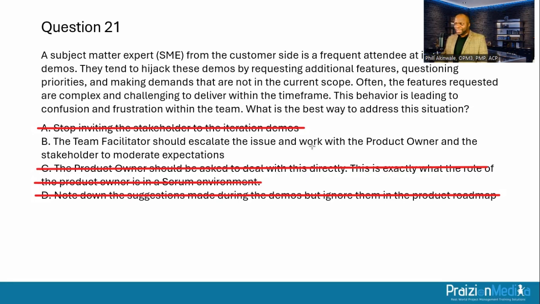The best option is B. Okay. So one of those, you really have to think about it before you choose the answer. Escalating the issue and having a discussion with the product owner is bringing the product owner in, bringing the stakeholder in to moderate expectations, and it's a proactive approach. It also keeps you in the loop as the Scrum Master or the project manager. It helps maintain a healthy relationship while setting appropriate boundaries for what can be addressed during the demos.